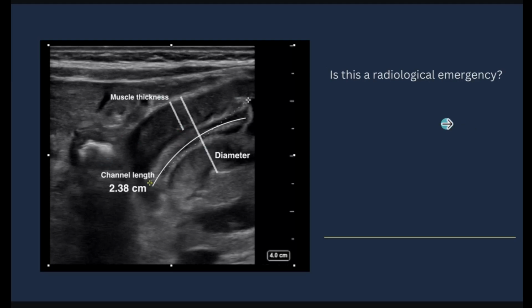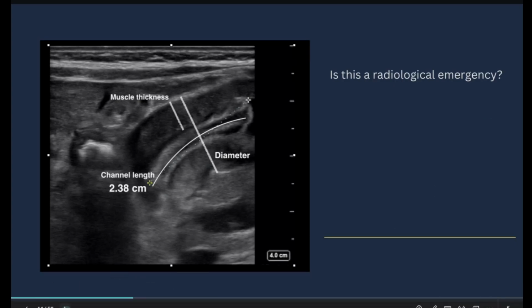And what do you guys know about this? Is this a radiological emergency? Any ideas? Is this something you would classify as a radiology emergency? Not really. If there are signs of dehydration. Yeah, so I think Simon's on the right lines.